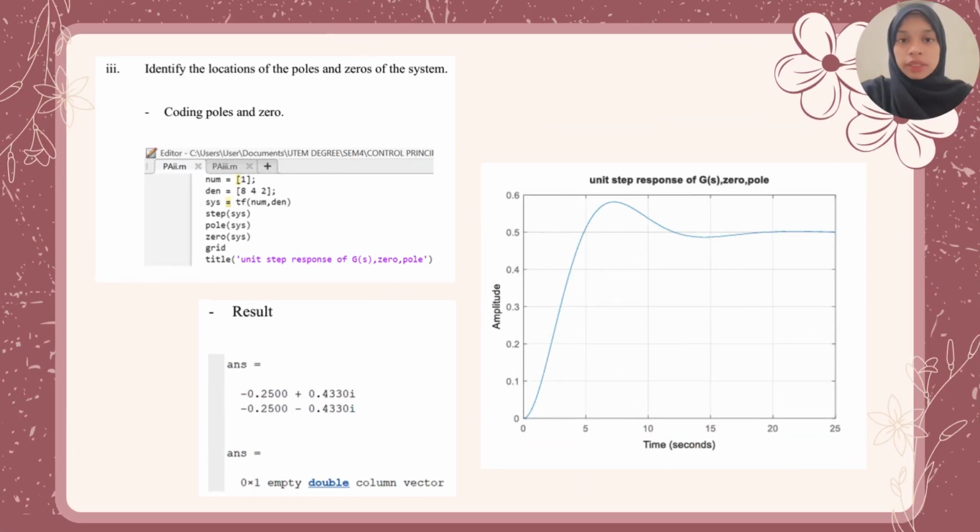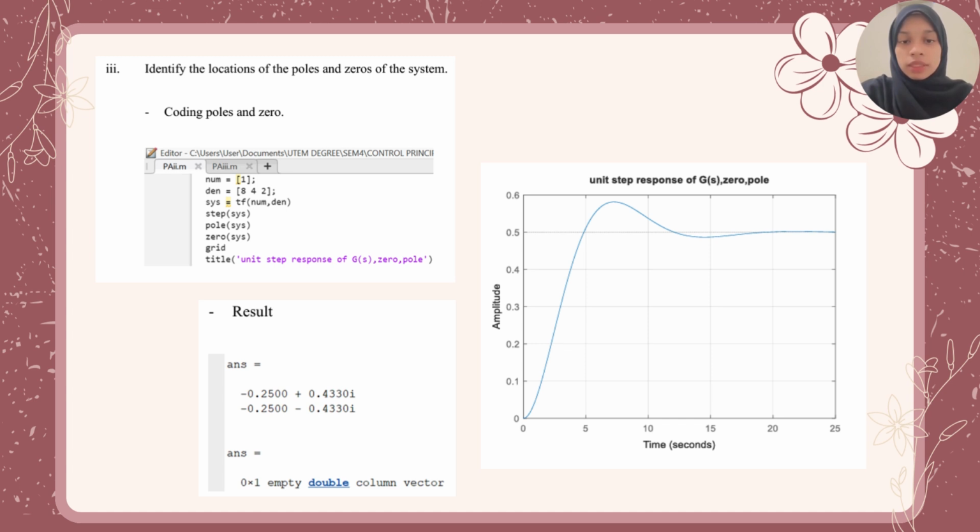Next, we need to identify the poles and zeros of the system using MATLAB. From the code, we use the poles(sys) and zeros(sys) commands. The output shows that the system has two complex poles at negative 0.2500 plus or minus 0.4330 imaginary, and no zeros as indicated by the empty vector.